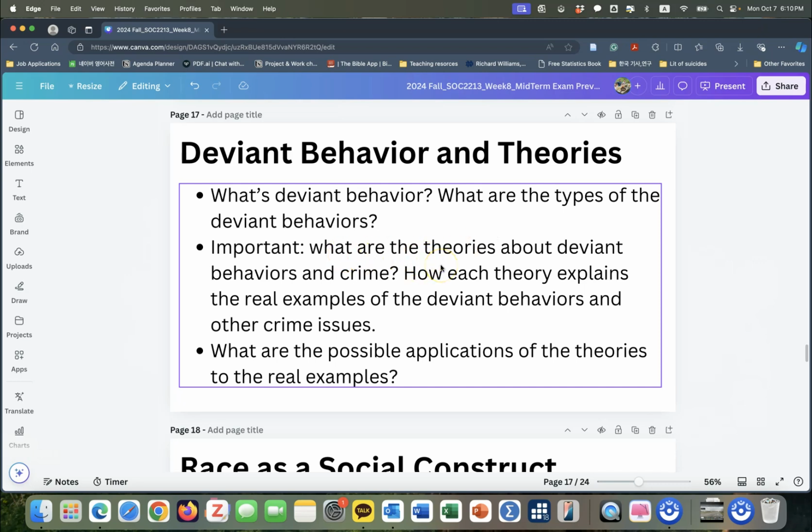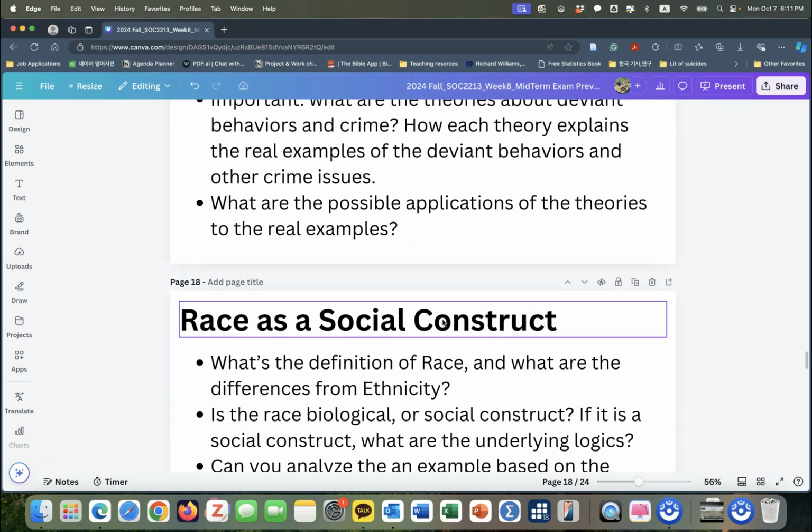And what are the theories? There were several theories. For example, functionalism, symbolic interactionism, and the conflict theory. You can come back to the textbook and the lecture slides to check out those theories. So please make sure to know about those theories and think about the possible applications.